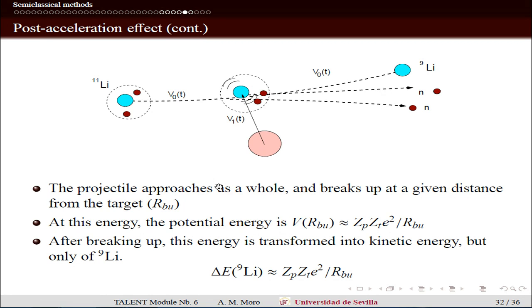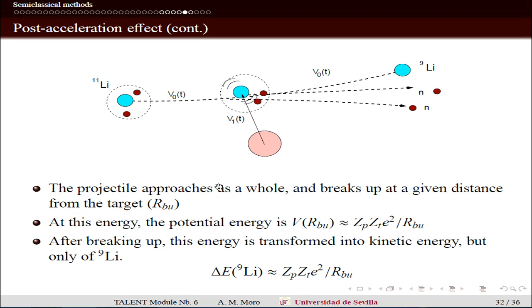So this is an explanation of what is going on. We have lithium-9 that follows some trajectory described by the Coulomb potential, for example, or some classical potential. At some point, the system breaks. At the distance at which this breakup happens, there is a Coulomb potential energy that is given by this quantity. Imagine that this distance R_BU is the characteristic distance at which the breakup is taking place.